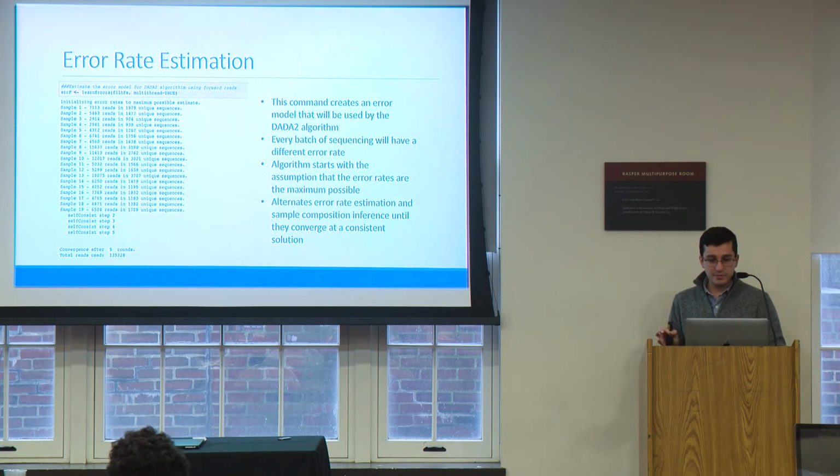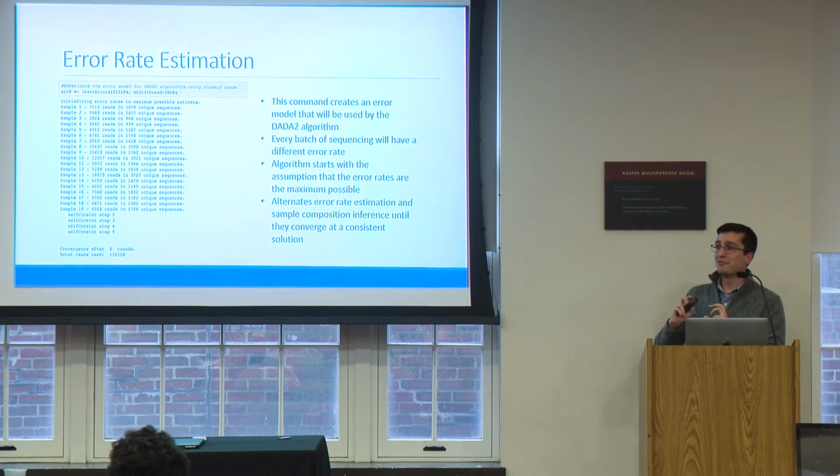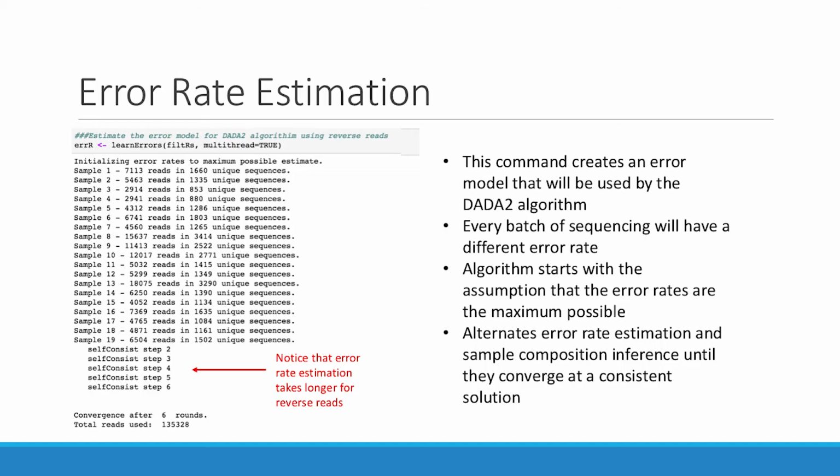So now that you have your trimmed and quality controlled reads, you can do the first part of the core DADA2 algorithm, which is the error rate estimation. This pair of commands will create an error model that will be used by the DADA2 algorithm downstream. Every batch of sequencing will have a slightly different error rate. You can see that when you looked at my data versus the tutorial data, mine was slightly worse while the tutorial was slightly better. So this is really important to rerun every single time.